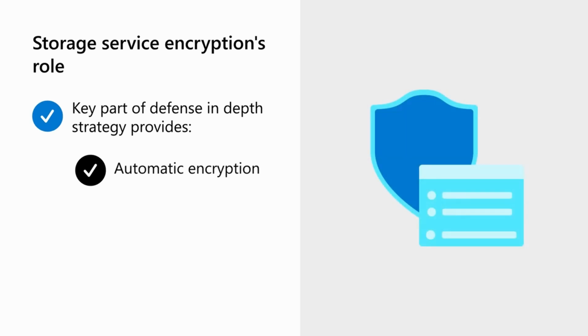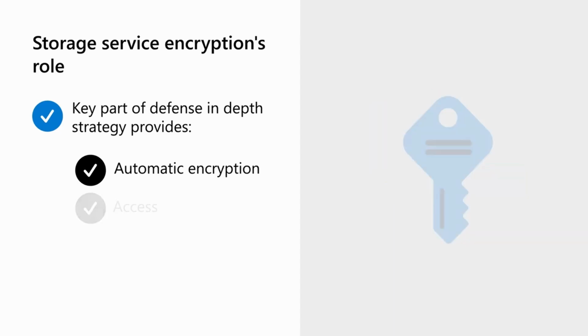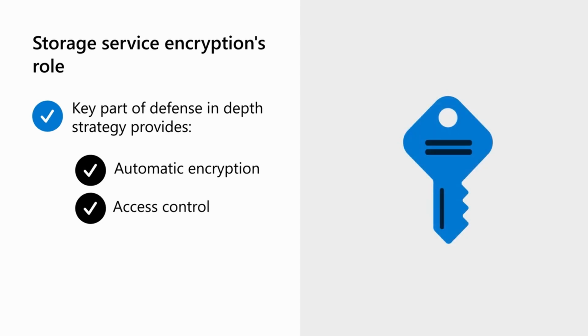Automatic encryption: any data you store in Azure, including metadata, is automatically encrypted by Storage Service Encryption, giving you peace of mind about your data's security. Access control: Azure Active Directory, Azure AD, and role-based access control, RBAC, allow you to control who can access and manage stored data. For example, you can use RBAC roles to authorize operations like key management and Azure AD for data operations.